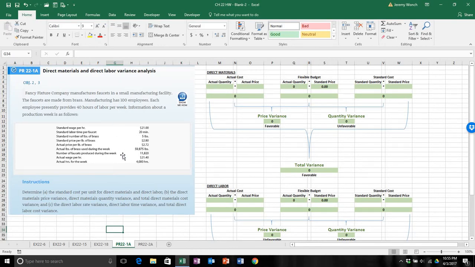And so this problem tells us that we have Fancy Furniture Fixture Company. It makes faucets. Let's see, it's 100 employees, 40 hours per week, and it gives us both standard and actual information. And so it's asking us to do the standard cost per unit for direct material and direct labor, and also the direct material variance and the direct material quantity variance.